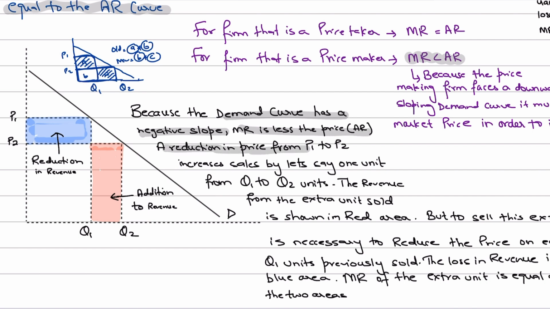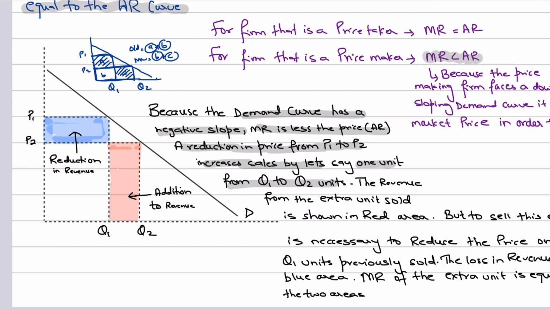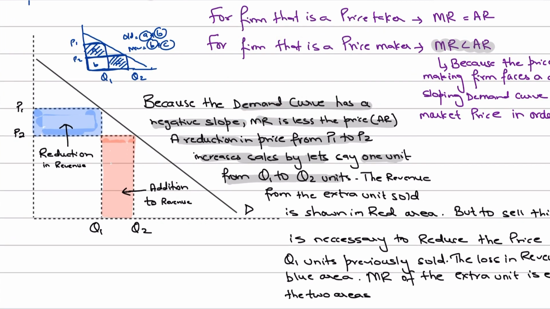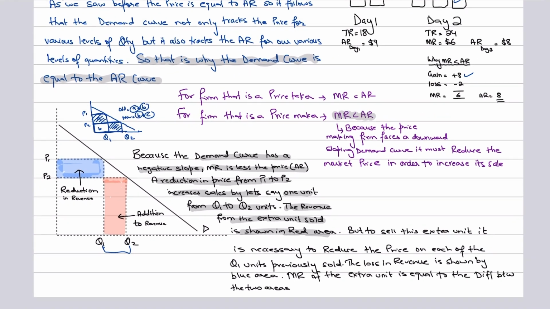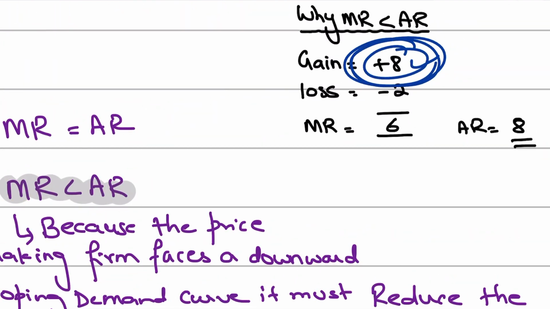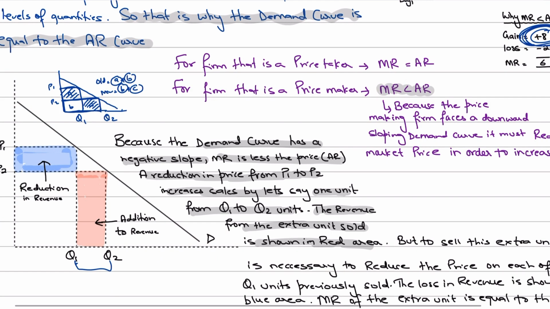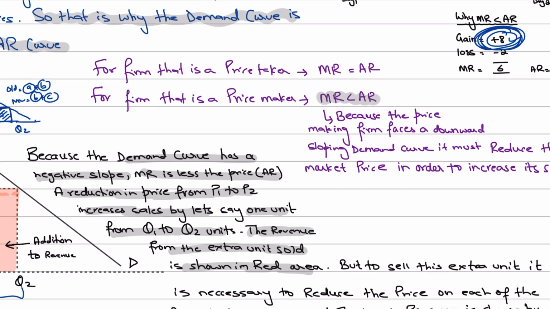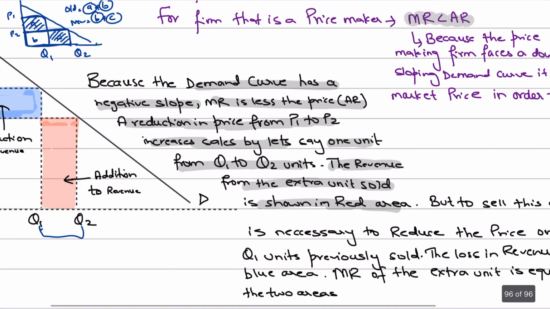So a reduction in price from P1 to P2 increases your sales by, let's say, 1 unit, hypothetically, from Q1 to Q2. So the revenue that you have made from the extra units sold is shown in the red area, right? If you see it mathematically, although this was another example, this value 8 is not applicable over here, but just to show you that 8 was the extra revenue that we were making by selling extra units, right? So the revenue from the extra units sold is shown in the red area.